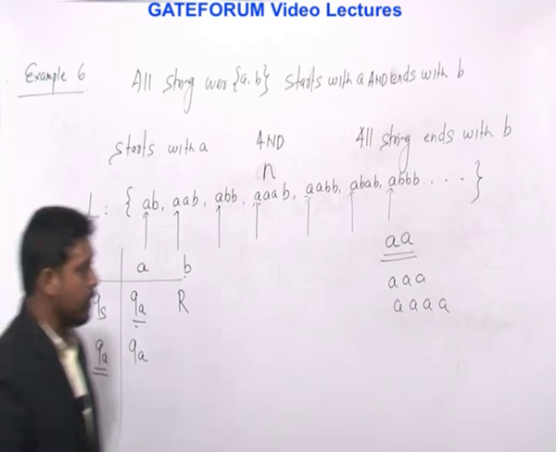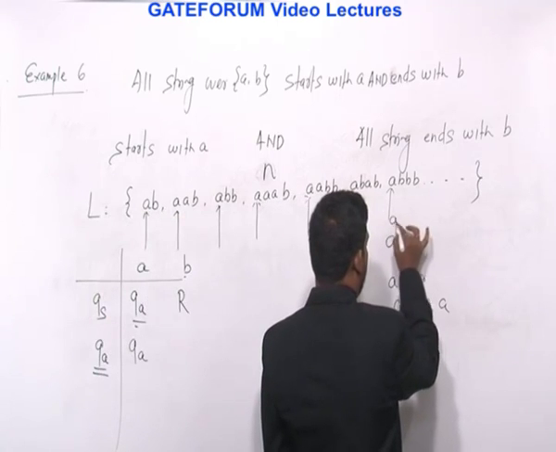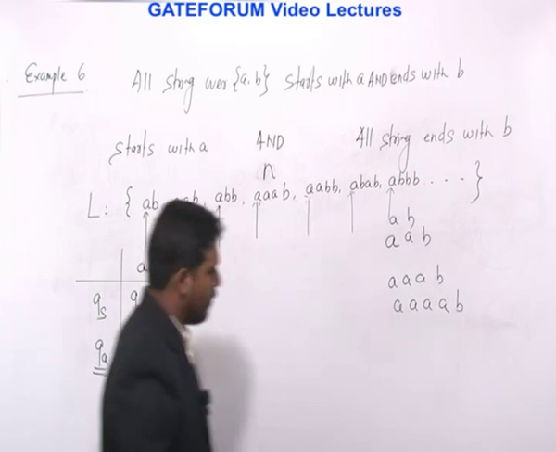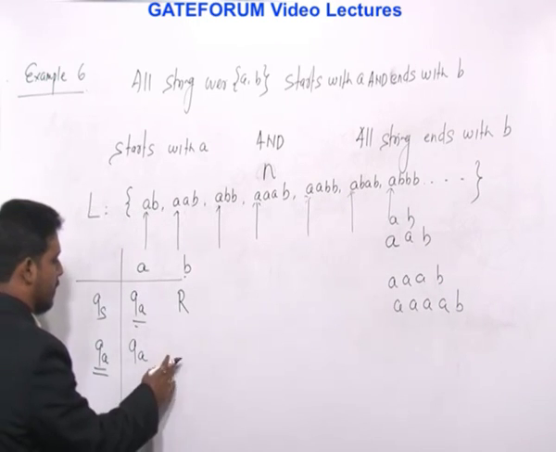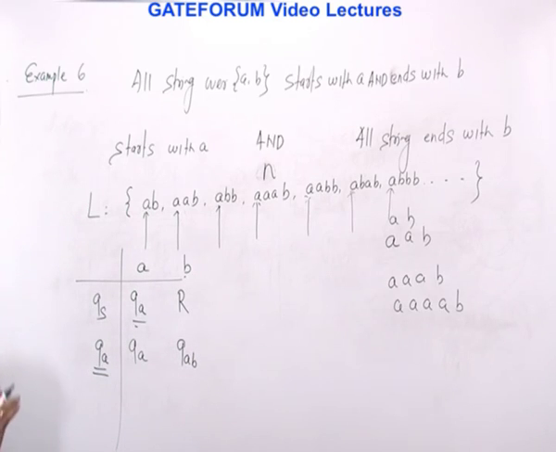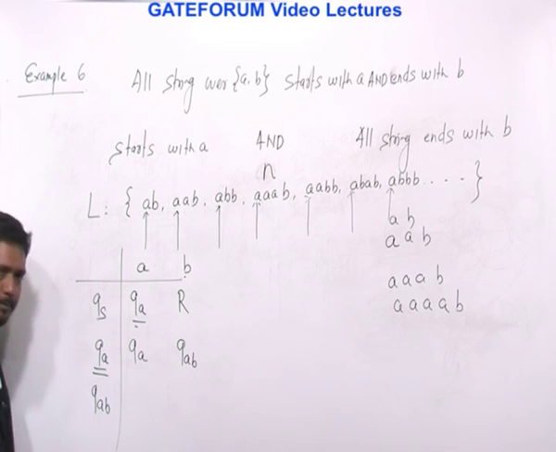The moment B comes after A, directly after A, or after double A, all are valid strings, right? So after A, when B comes, we'll go to QAB. When you are in QAB, you are perfectly in a state where the starting symbol is A and the ending symbol is B. Now we need to define the behavior of QAB.